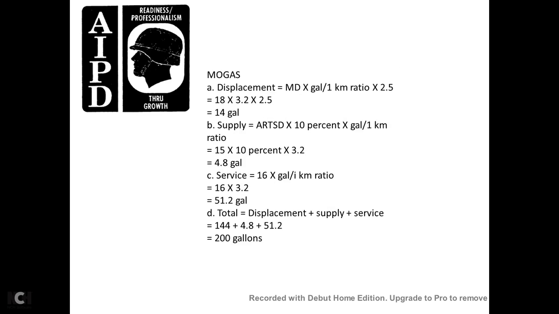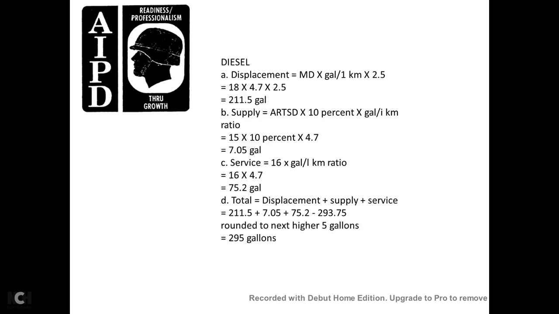The MO-gas displacement is MD times the gasoline kilometer ratio of 2.5: 18 times 3.2 times 2.5 is 144 gallons. Supply: RTSD times 10% times the gallon-per-kilometer ratio, 15 times 10% times 3.2 equals 4.8 gallons. Service is 16 times the gasoline kilometer ratio, 51.2 gallons. Total displacement, supply and service: 144 plus 4.8 plus 51.2 equals 200 gallons.